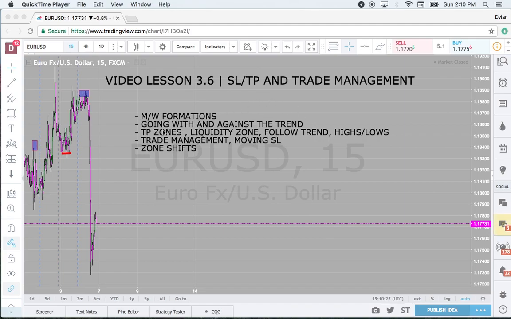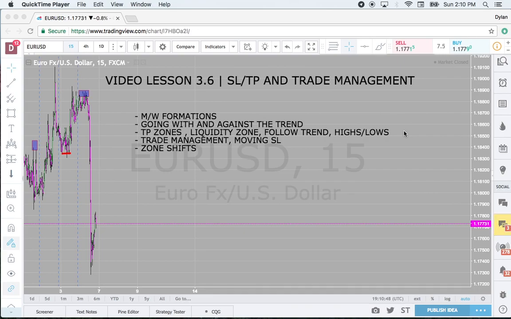Also, how to set your take profit zones by determining where liquidity zones are and following the trend, and also spotting the highs and the lows of the day or previous highs and lows of the week, month, so on and so forth.